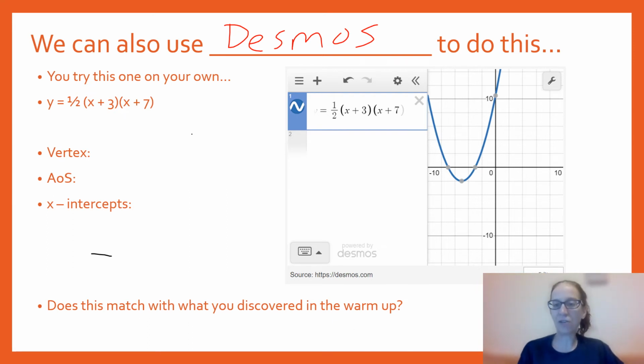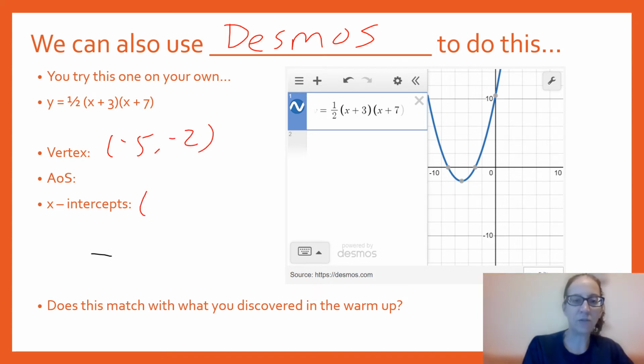All right, and then the x-intercepts, we have an x-intercept at -7, 0, and then another x-intercept at negative 3, 0. And the answers for the x-intercepts should match what you did in the explore activity from a couple lessons ago, where you explored factored form and what kind of information you could get from it. So our vertex is negative 5, negative 2. The x-intercepts are negative 7, 0, and negative 3, 0.